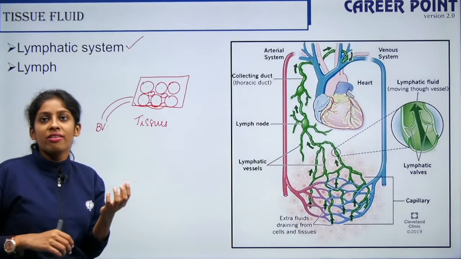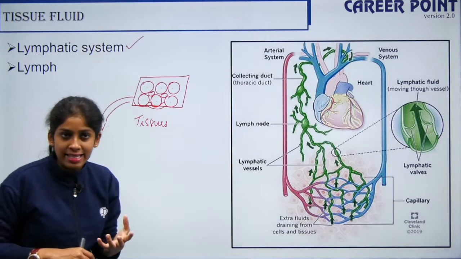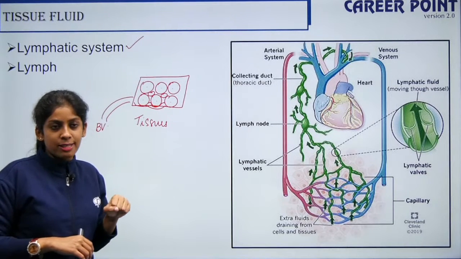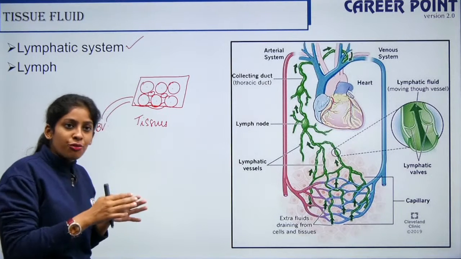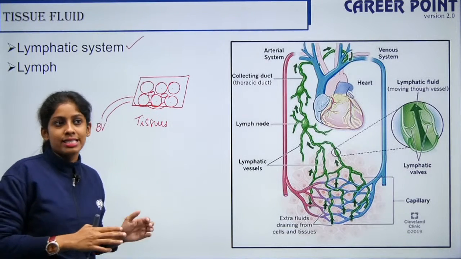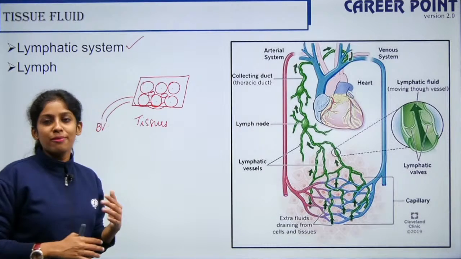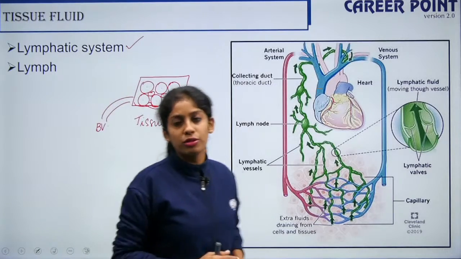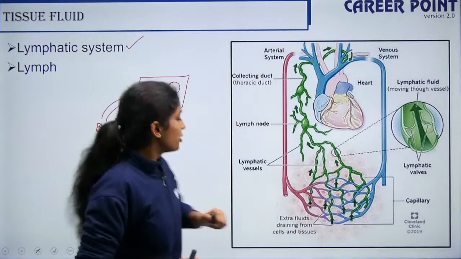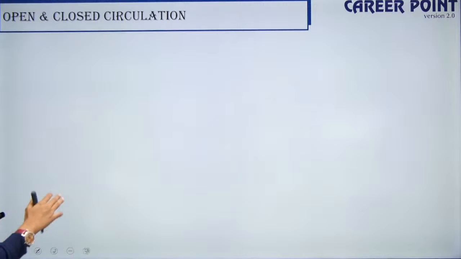So you have a network of vessels known as the lymphatic system. The lymphatic system takes up the fluid and puts it back into circulation. So this fluid, once inside the lymphatic system, is called lymph. Lymph is a colorless fluid that plays an important role in the defense mechanism of the body. Okay, fine. So this is about lymph. I guess lymph is clear.